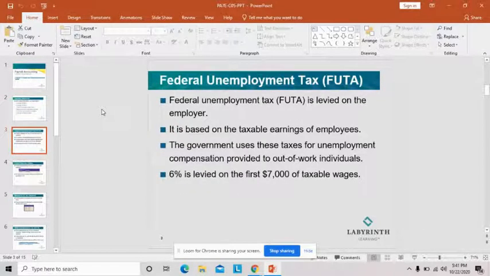The federal unemployment tax, FUTA, is levied on the employer. It is based on the taxable earnings of employees, and the government uses these taxes for unemployment compensation provided to out-of-work individuals. 6% is levied on the first $7,000 of taxable wages.